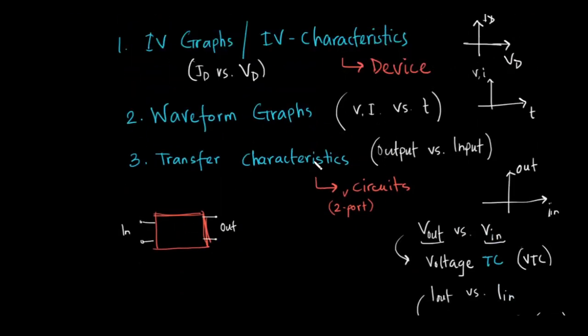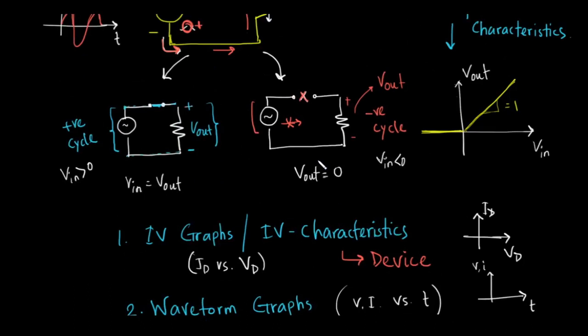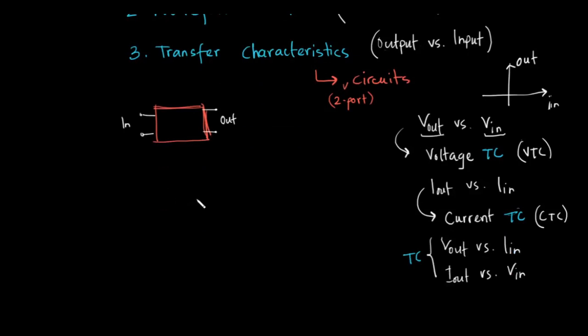So the transfer characteristics we drew here is for this circuit. We have a rectifier circuit. Our circuit looks like this. We have some diode and some resistor. So this is the box that we are trying to find the transfer characteristics of. This is our input port, and this is our output port.